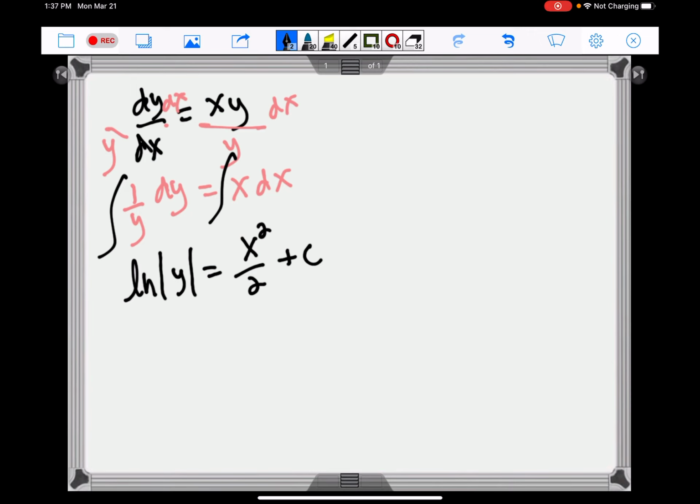Okay. Now what? Yeah, raise everything to the power of e. Oh, to get rid of the ln. I was like, where are you getting that? I thought y was by itself. Why would we do that? Because it's fine. e to the x squared over 2 plus c.